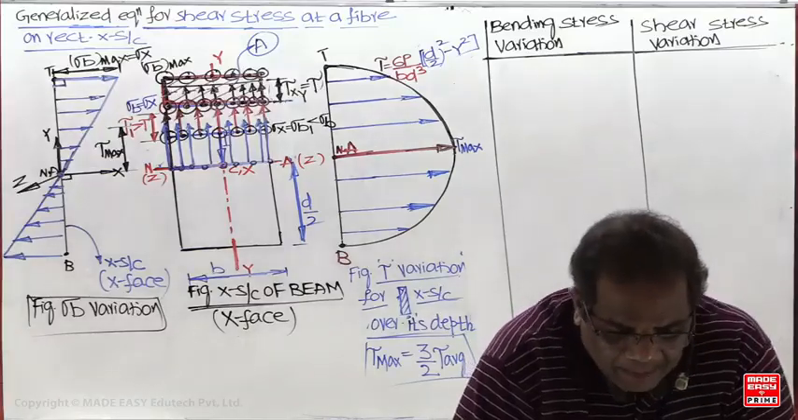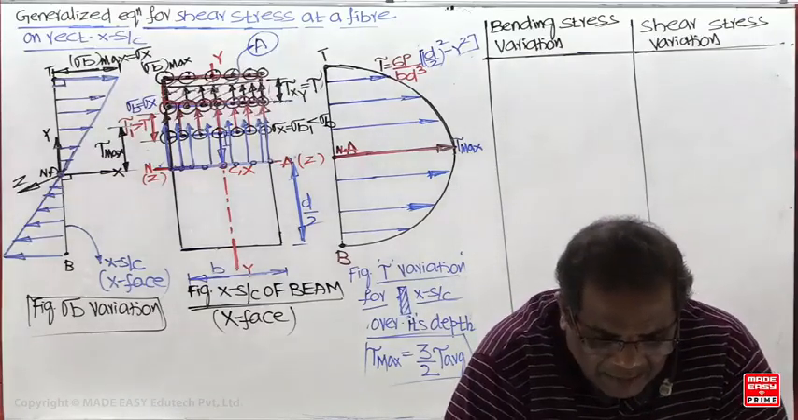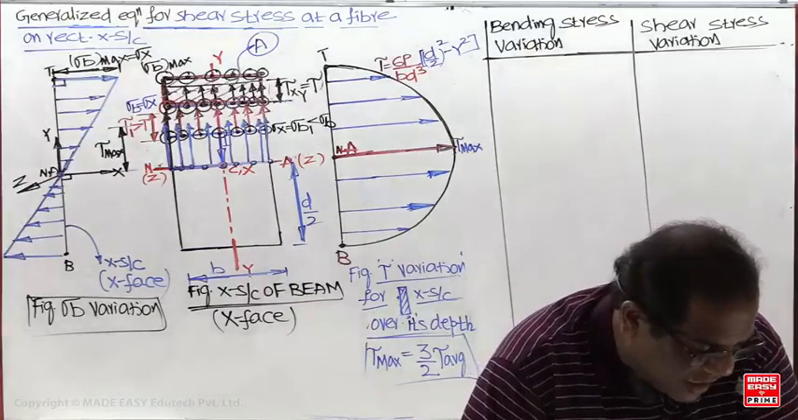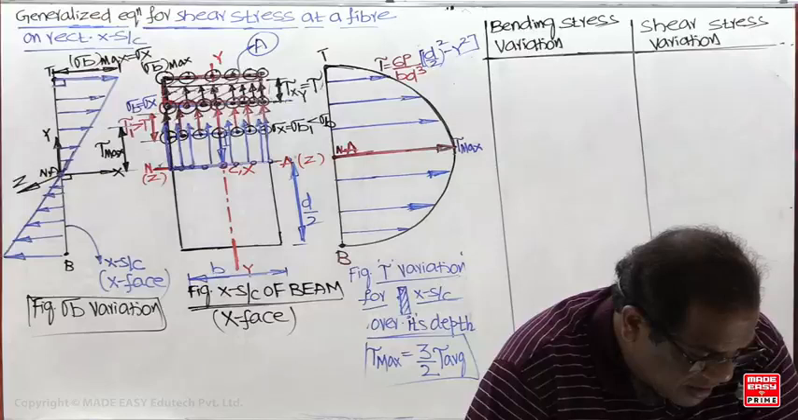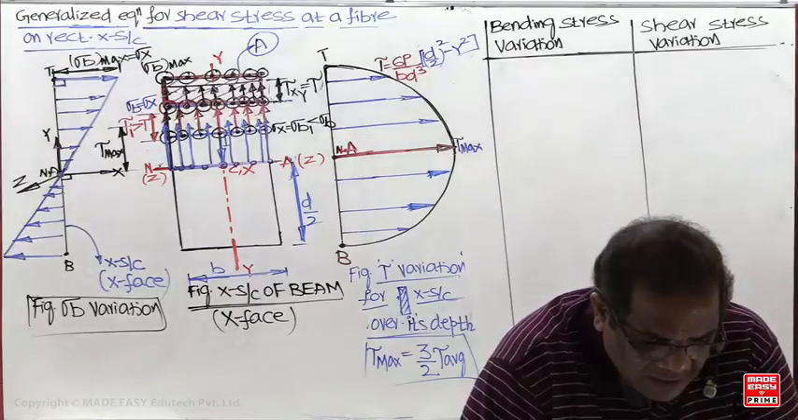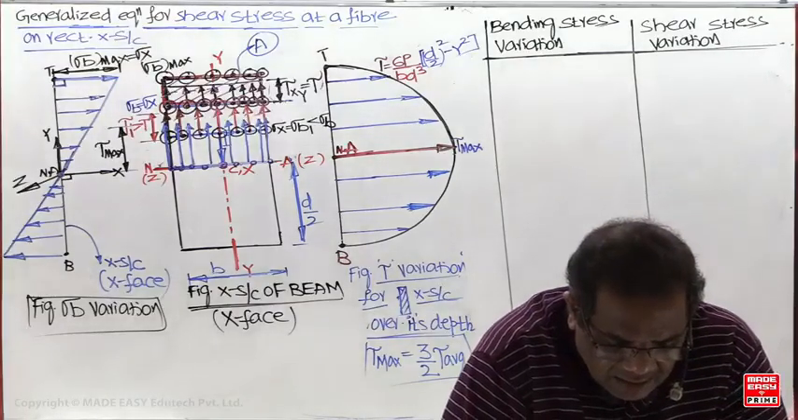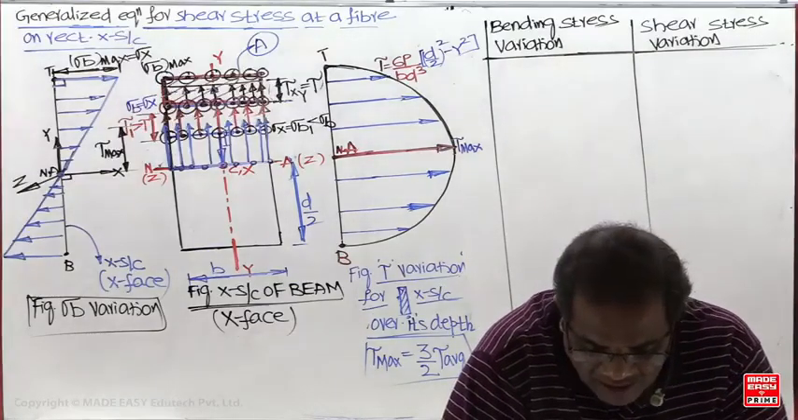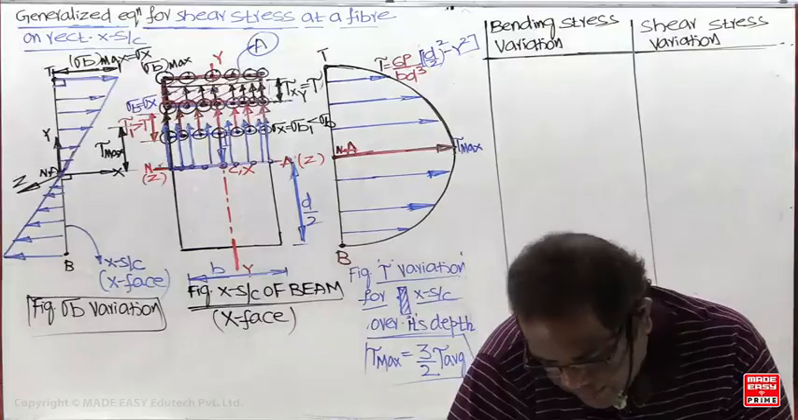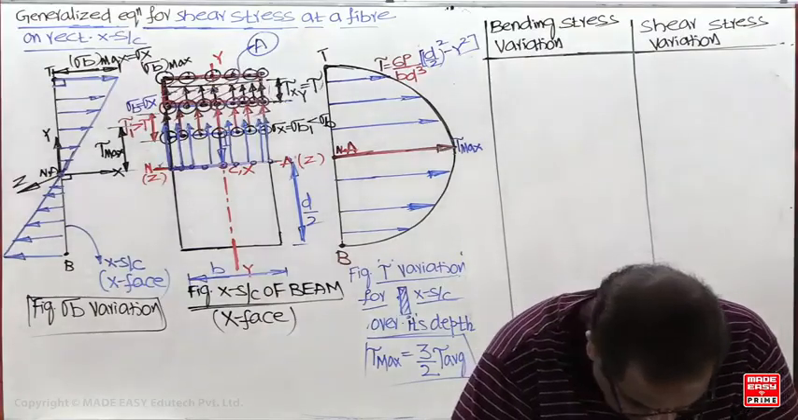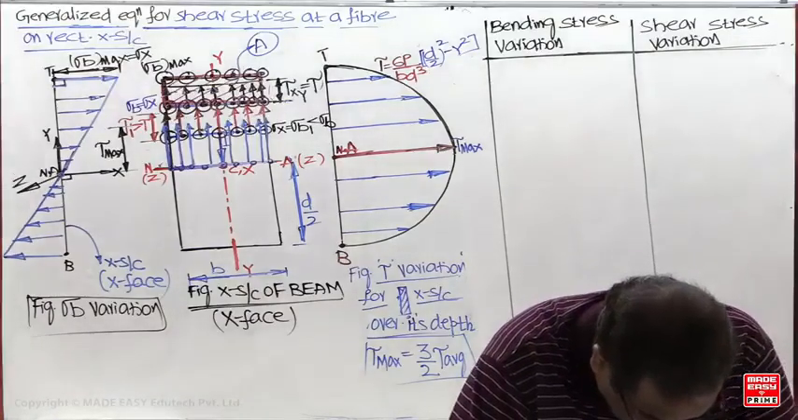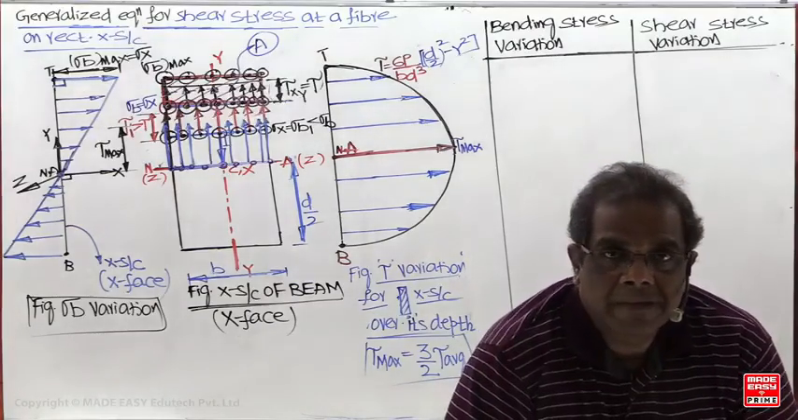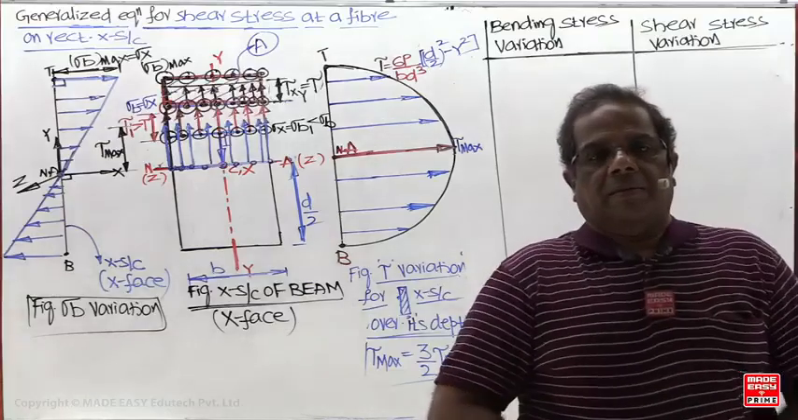And it becomes maximum at the neutral axis in case of circular, square, rectangular, I section and T section.